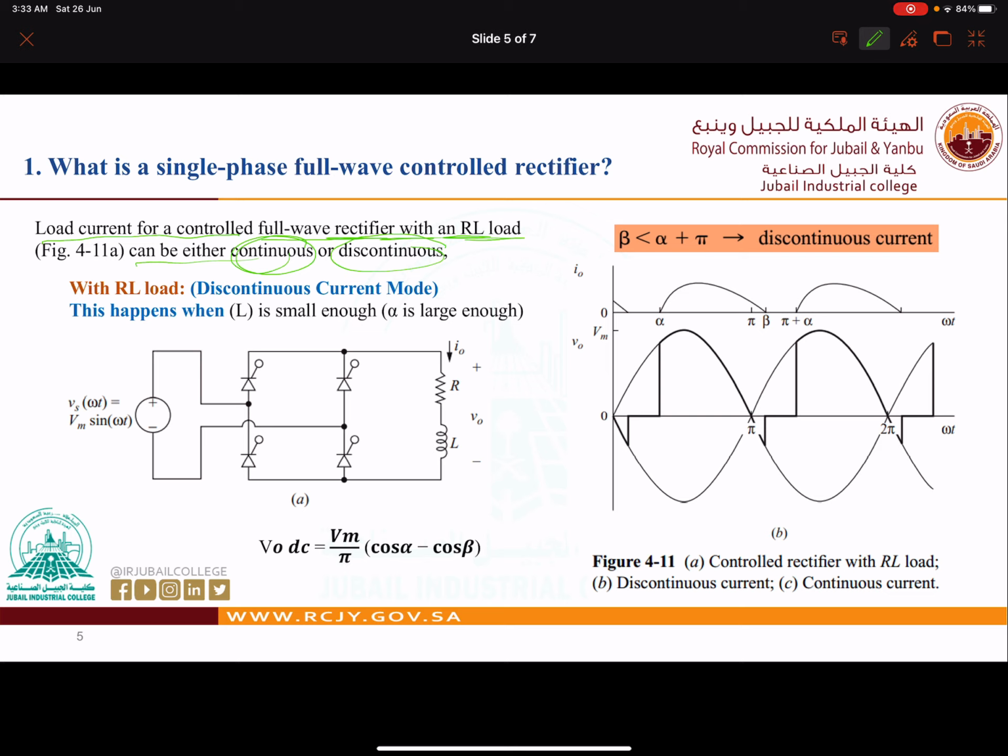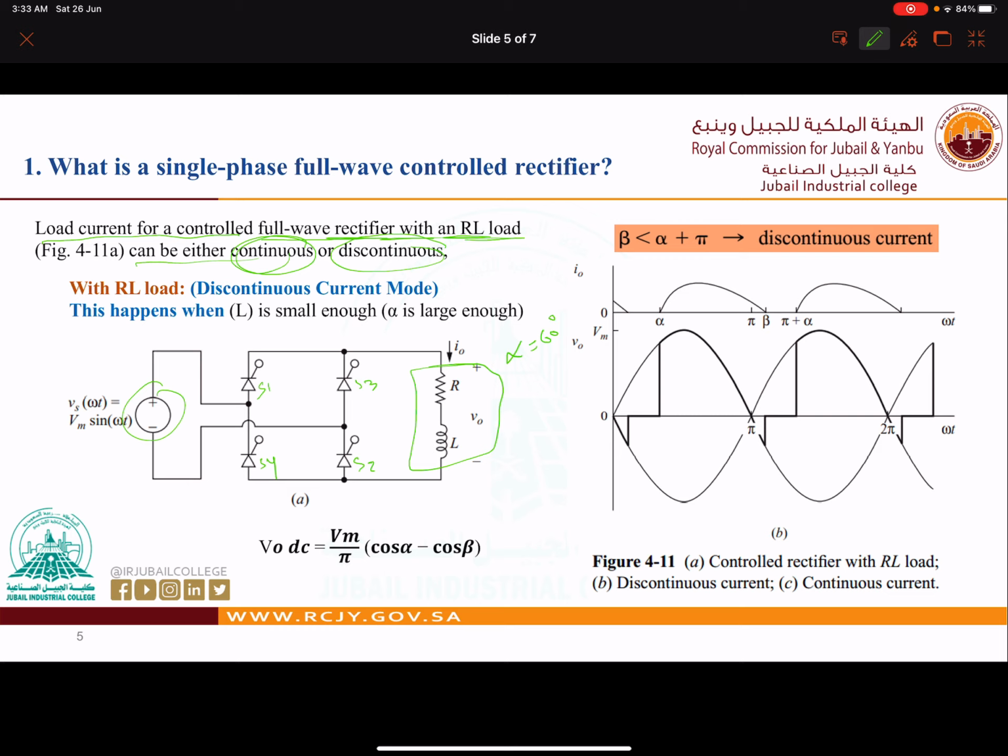Again, the same thing here. We have our power supply here. We have S1, we have here S2, we have here S3, and we have here S4, right? This is our load. We have RL load, okay? We will start, let us assume that alpha here is 60 degree, okay?